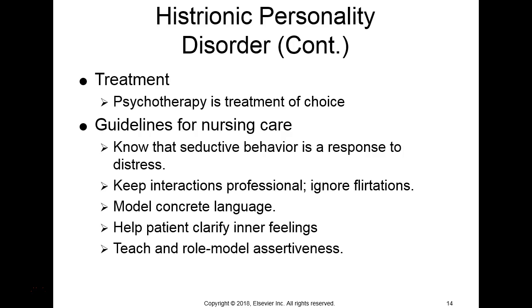And most of the time, when we're thinking about all these disorders, that's really the bottom line. Any of the behaviors that we're seeing that are difficult are a response to inner distress, and possibly even from their childhood, from stressors and chaotic environments, or child abuse or neglect that they've gone through. So we have to keep our interactions very professional, ignore if they're being flirtatious, use really good language and role model good ways to communicate, help the patient clarify their feelings, and teach and role model assertive behavior.